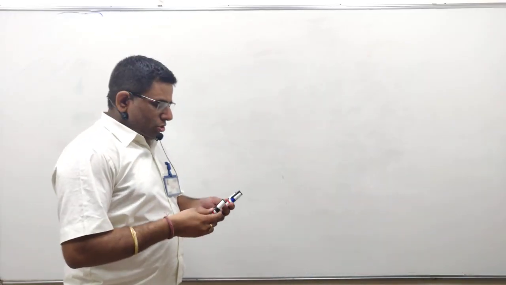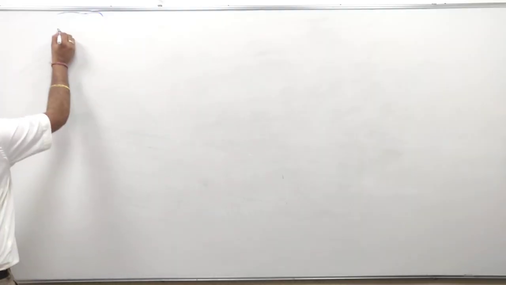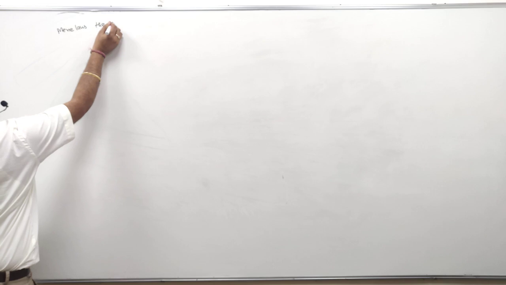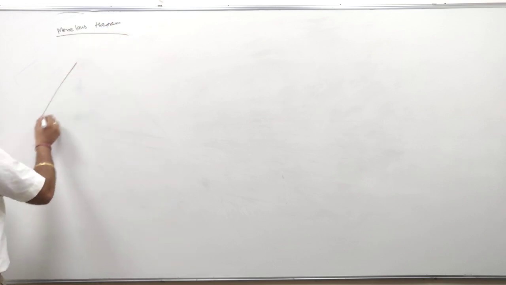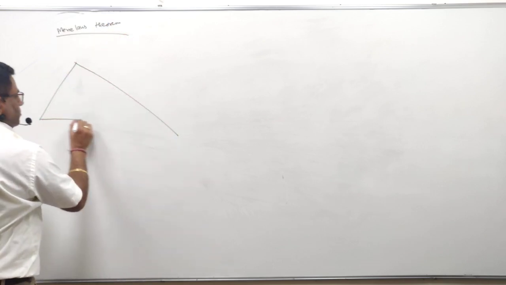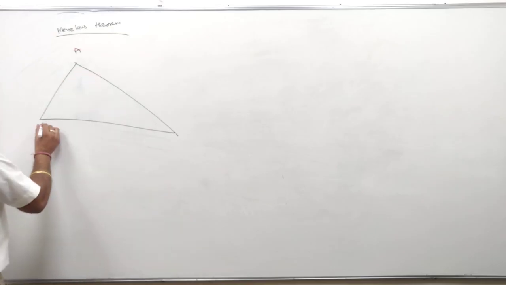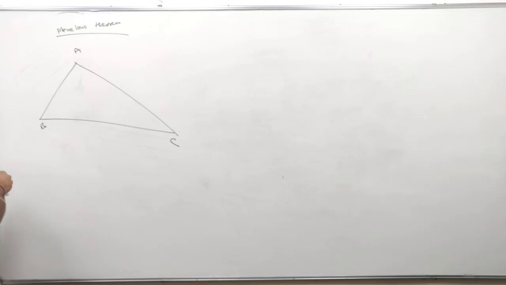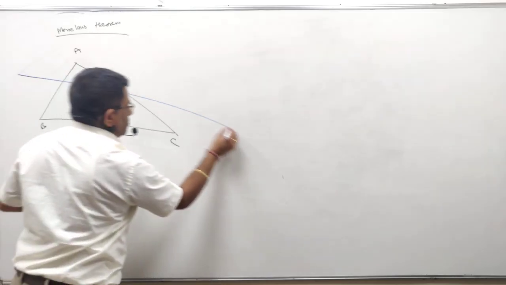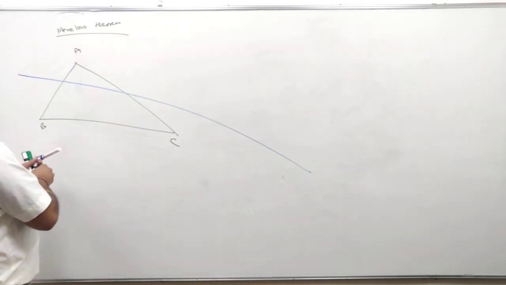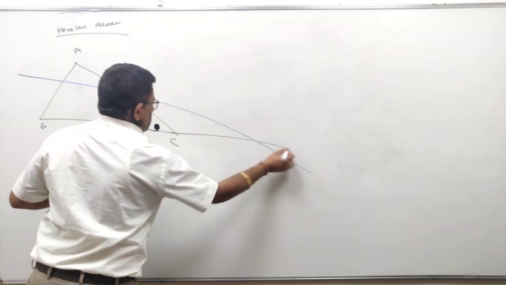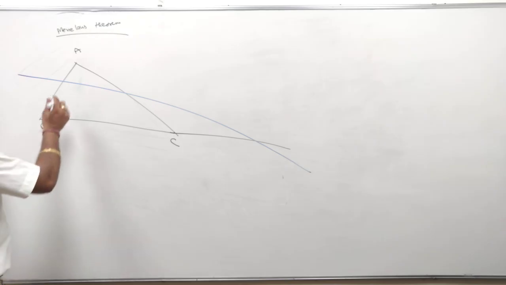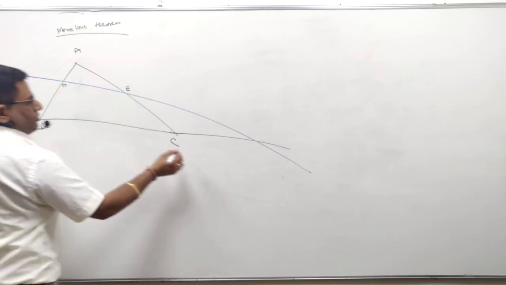So now I am discussing Menelaus theorem. This is a very important theorem. It states that if ABC is any triangle, and if you can draw any line which cuts AB, BC and CA at different points, for example, you can say this is D, this is E, this is F.